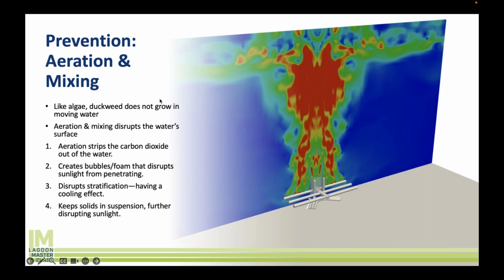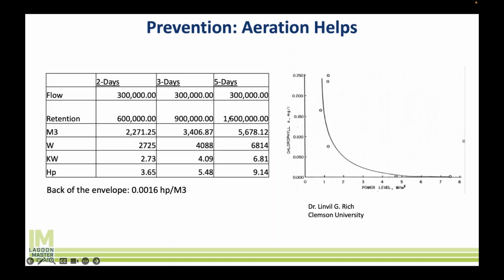So, how effective is this? Dr. Linville Rich here, our good buddy, back in action. He did this study. He looked at aeration in lagoons, and he measured chlorophyll based on the number of watts per cubic meter of water. What he found was the more air you add, the less chlorophyll you get, so less algae you have, right? Chlorophyll being a proxy for algae. And it makes total sense.